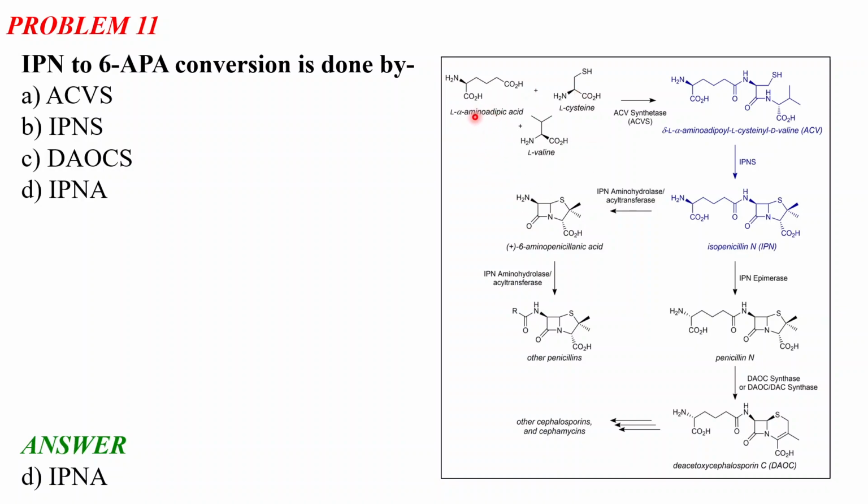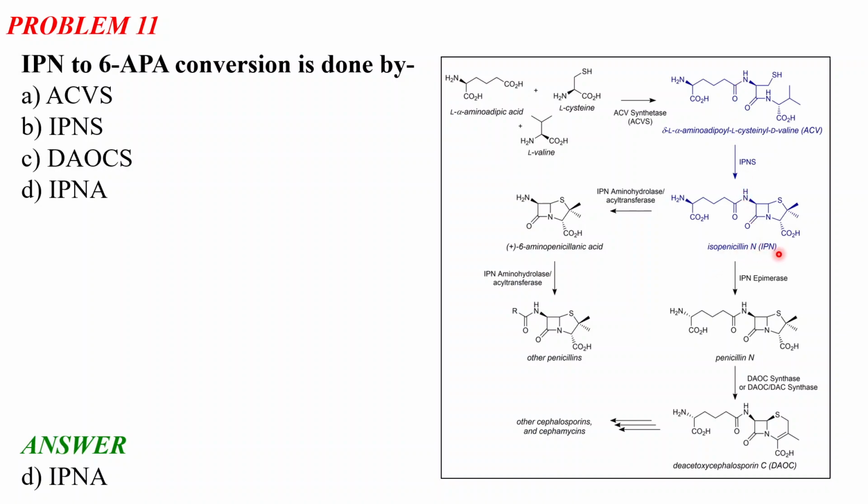So this is the synthesis in the case of penicillin. I will just show you, this is L-alpha-aminoadipic acid, L-cysteine and L-valine. These three, aminoadipic acid, cysteine and valine, are abbreviated as A, C and V. These three are combined to make the ACV, which is delta-L-alpha-aminoadipoyl-L-cysteinyl-D-valine, and the enzyme used in this portion of the synthesis is known as ACVS, which is the ACV synthetase.